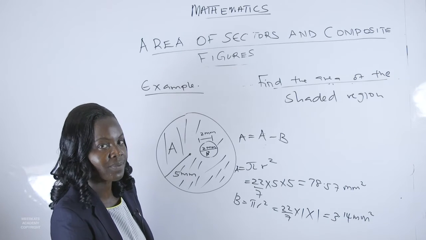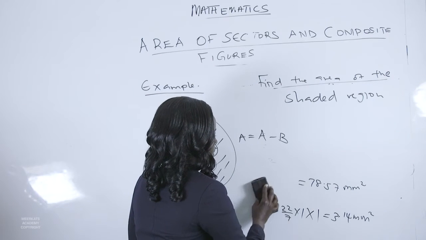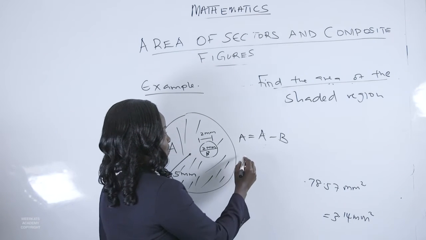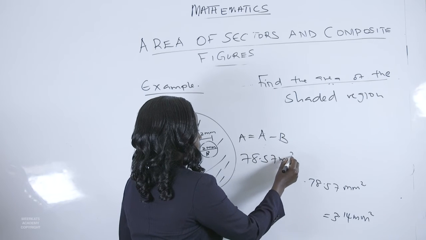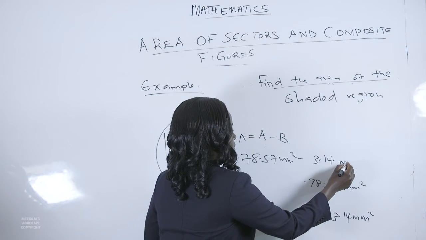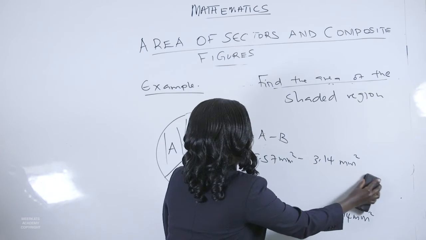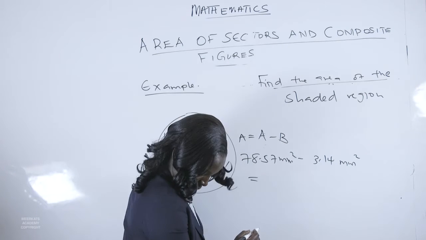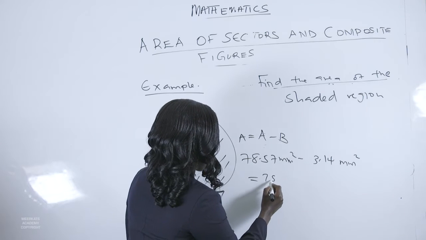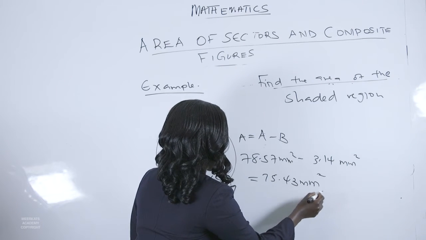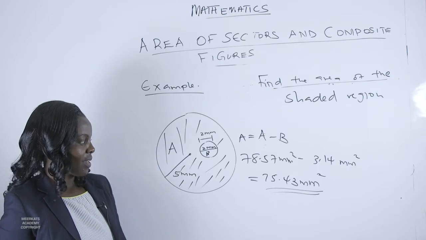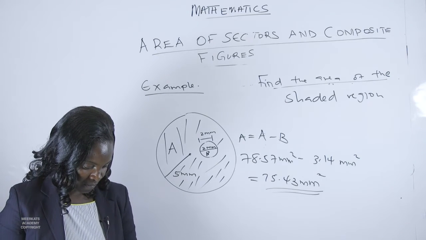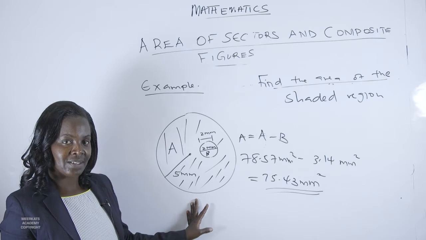Then how do you get the area of the shaded region? We subtract the area of the two circles. And that will give us 75.43 square millimeters. Again, remember the units are square. So this is another example of a composite figure.